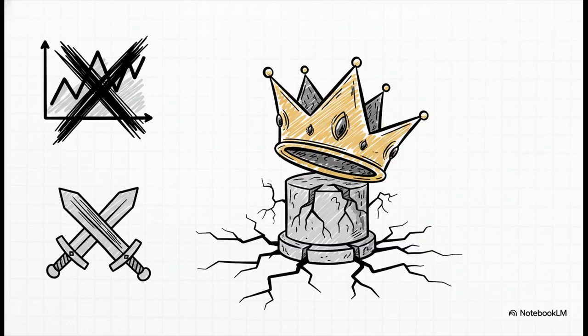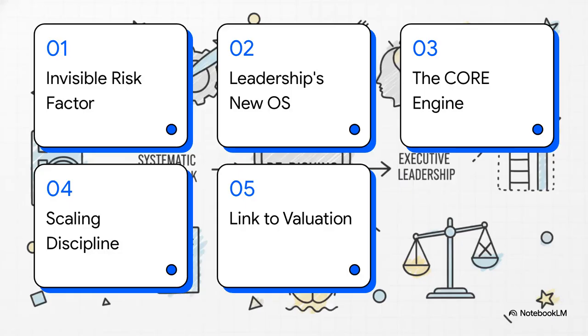So here's how we're going to break this down. First, we'll shine a light on this invisible risk factor. Then we'll introduce this idea of a new operating system for leadership. We'll get into the guts of its core engine, see how it scales, and then, and this is the important part, we'll draw a straight line from all of this directly to enterprise valuation.